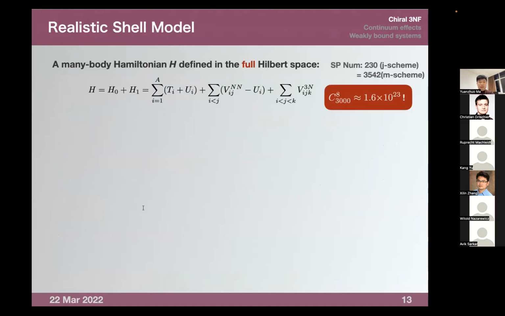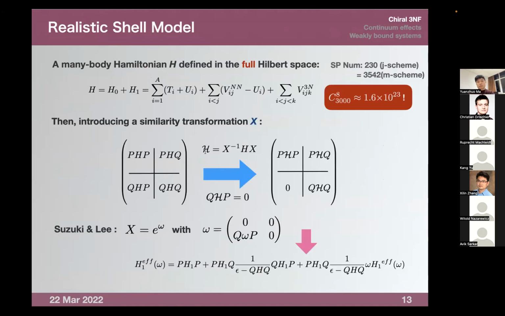For the many-body method, we choose the realistic shell model, which is also called the many-body perturbation theory. The key idea is to reduce the full Hilbert space diagonalization to a relatively small model space by introducing a similarity transformation. And once we find this kind of similarity transformation, we can do the diagonalization in a very small model space. Suzuki and Lee proposed such a transformation that may have this kind of form.